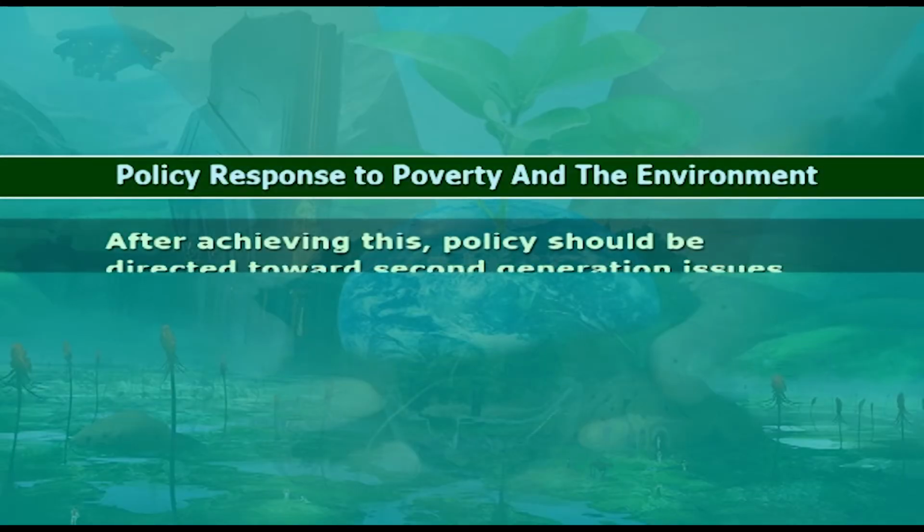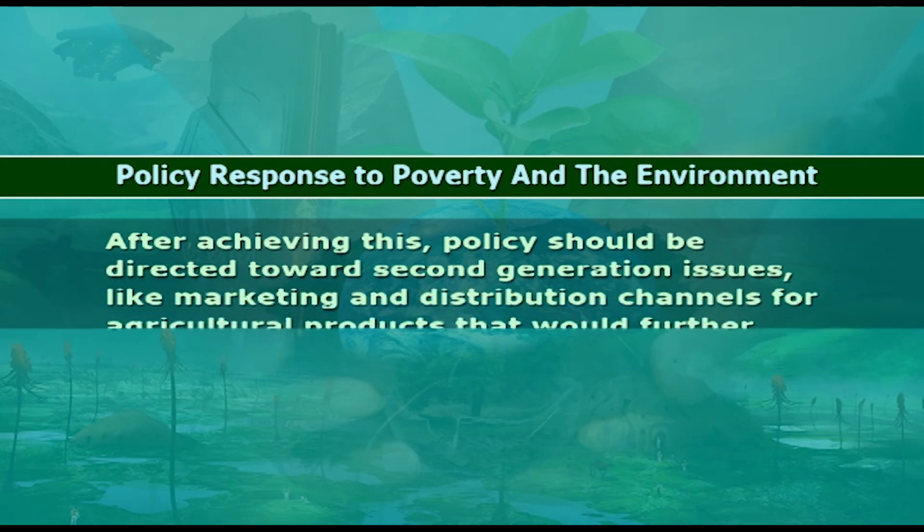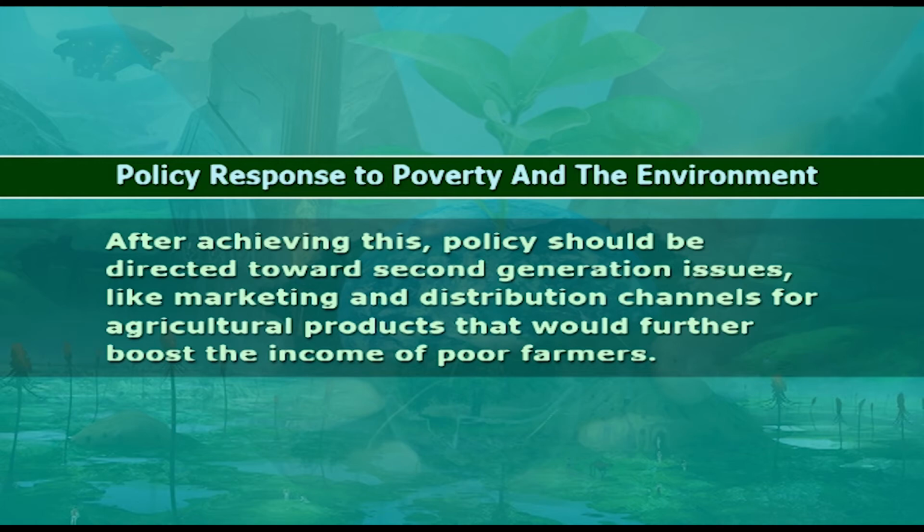The practical policy response to poverty should first aim at raising agricultural productivity in the most potentially productive areas. This will improve the well-being of some of the most impoverished poor and will reduce the pressure exerted on marginal lands. The traditional farming techniques, labor-intensive techniques, integrated pest management and modern technology input could improve agricultural productivity. After achieving this, policy should be directed toward second-generation issues like marketing and distribution channels for agricultural products that would further boost the income of poor farmers.